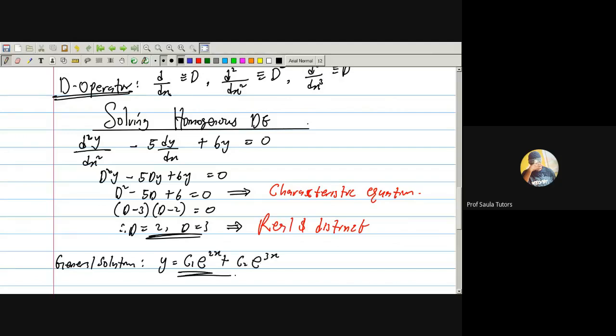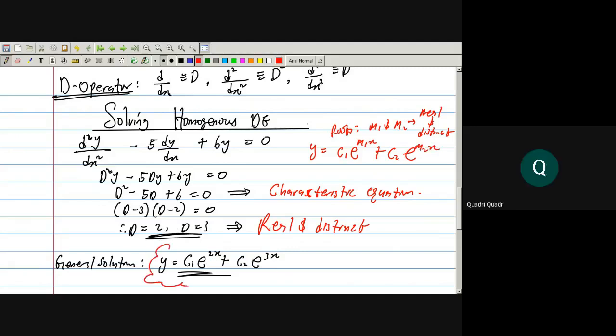Now, focus. Look at this place. Let me assume that you have some differential equation to solve, and you have some roots, let me say M1 and M2. And these M1 and M2, they are real and distinct. What will be the general solution? It's easy. Just say y equal to C1 exponential M1x plus C2 exponential M2x. Put the roots on the exponential, add x, then C1 and C2. That's it. Do you get it?